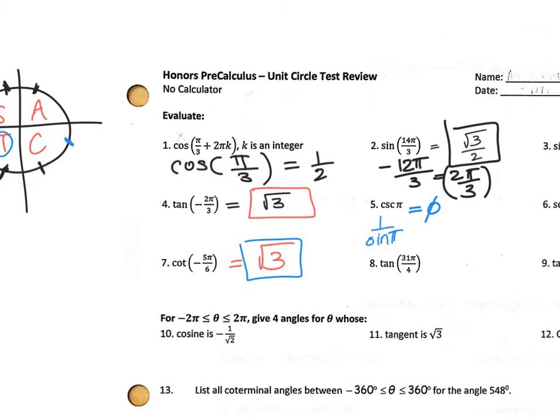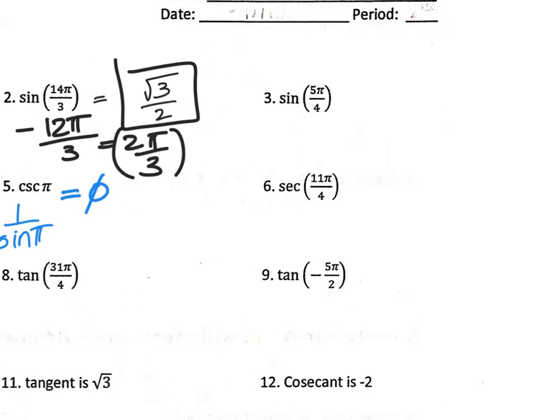Now, what about the secant? What's the secant of 11 pi over 4? Again, this is the pi over 4 family. Secant is 1 over cosine. So it's going to be 2 over radical 2, which will simplify to give me simply radical 2. Now I need to decide if this is going to be positive or negative.